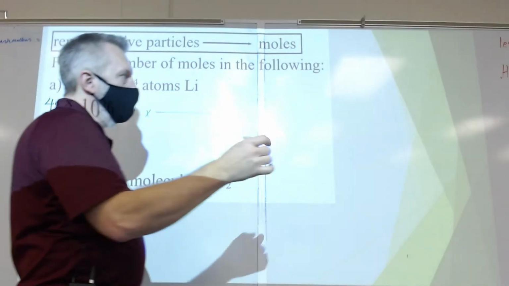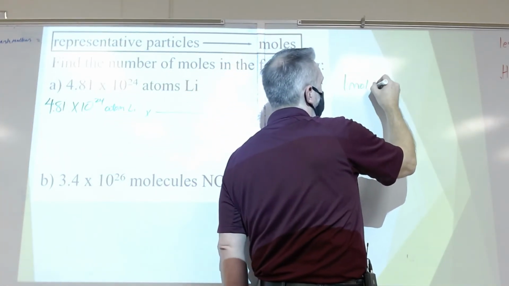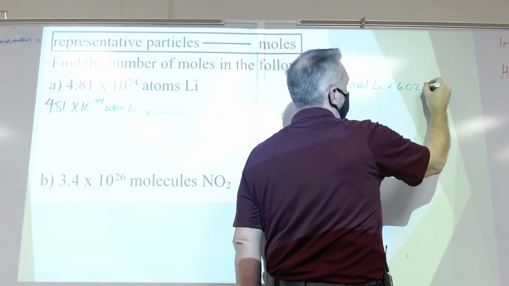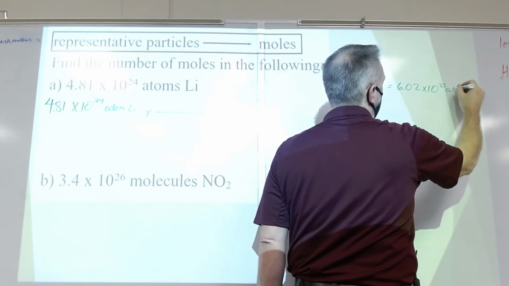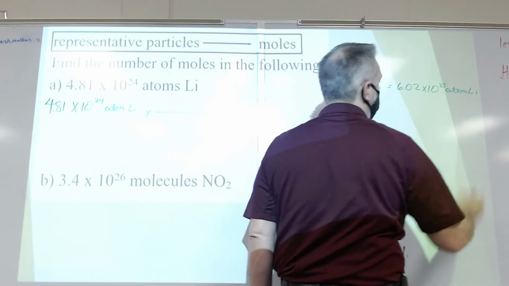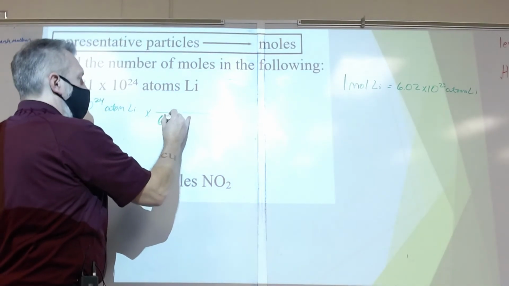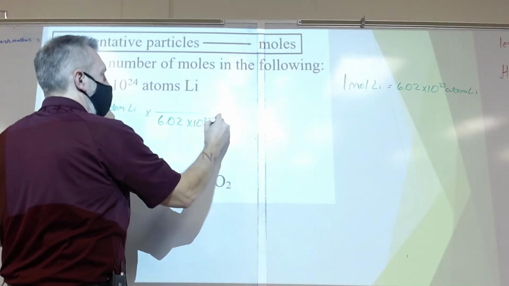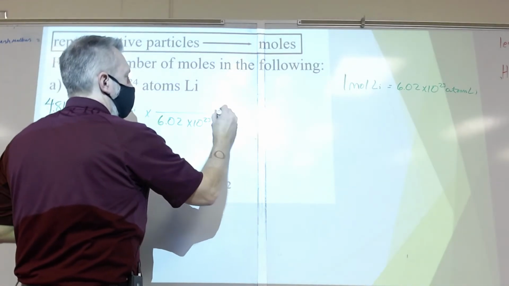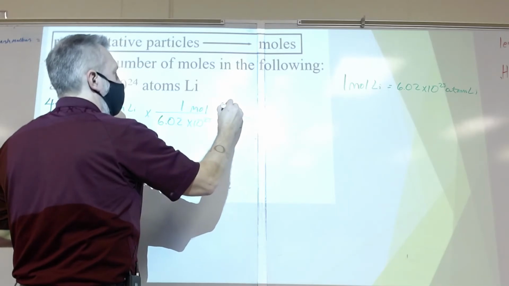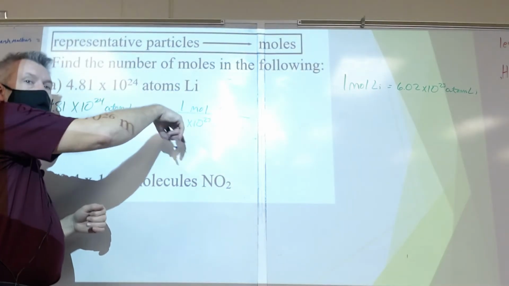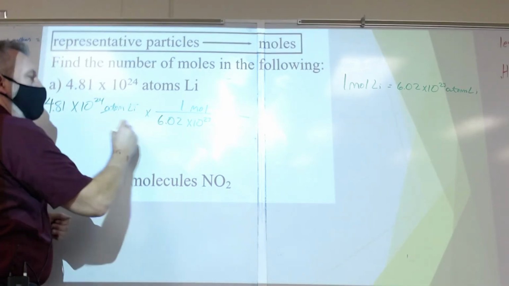Now, if I know that 1 mole of lithium is 6.02 times 10 to the 23rd atoms of lithium, I can write an equality. Which one of those goes on the bottom? What am I trying to get rid of? The atoms, right? So the atoms is going on the bottom, so 6.02 times 10 to the 23rd, and 1 mole. Mathematically, that's allowed because this equals what? 1. All right, so we get rid of atoms of lithium and atoms of lithium.